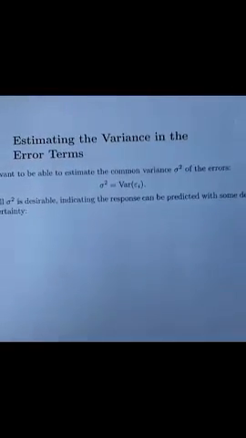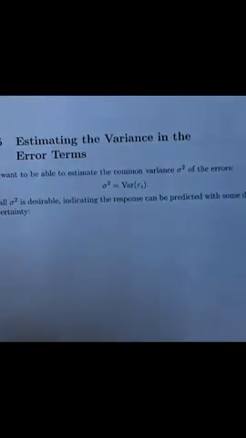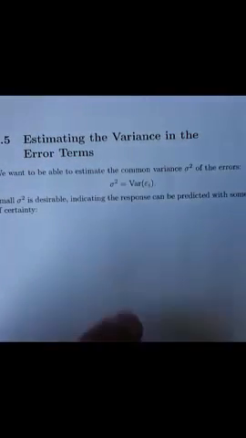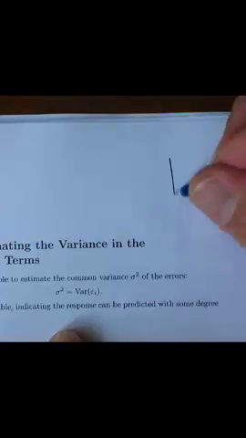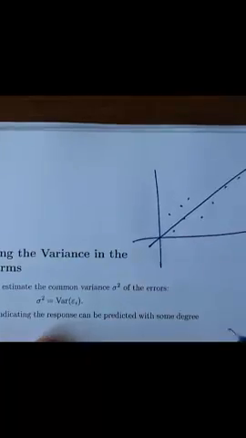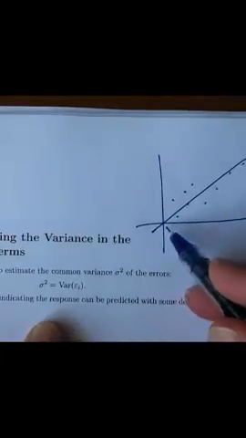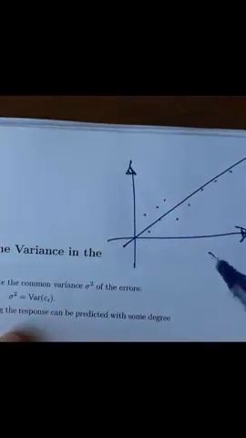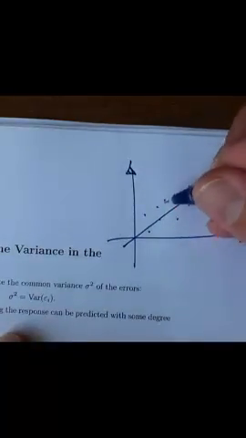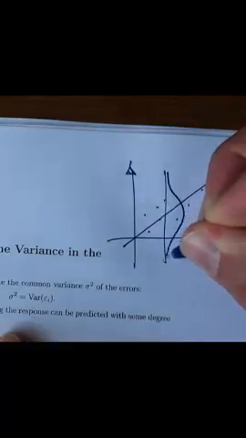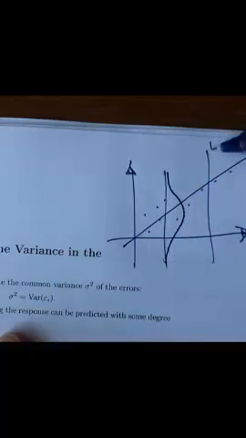Okay, estimating the variance in the error terms. We want to be able to estimate the common variance. Remember, the idea is we have this picture here that, if we have a point pattern like so, and then we have a regression line, which just happens to be crossing through the origin here. That was an accident. Then the idea is that these errors all have the same normal distribution.